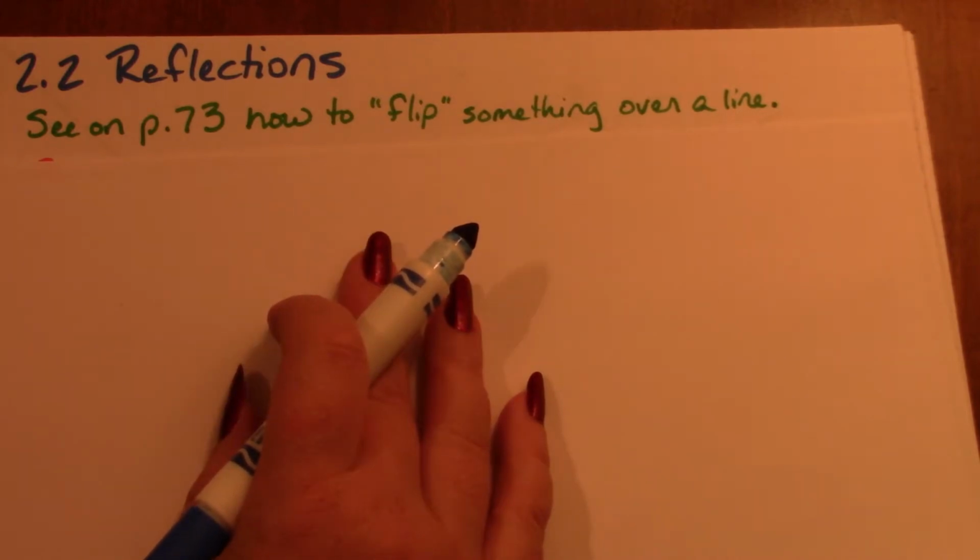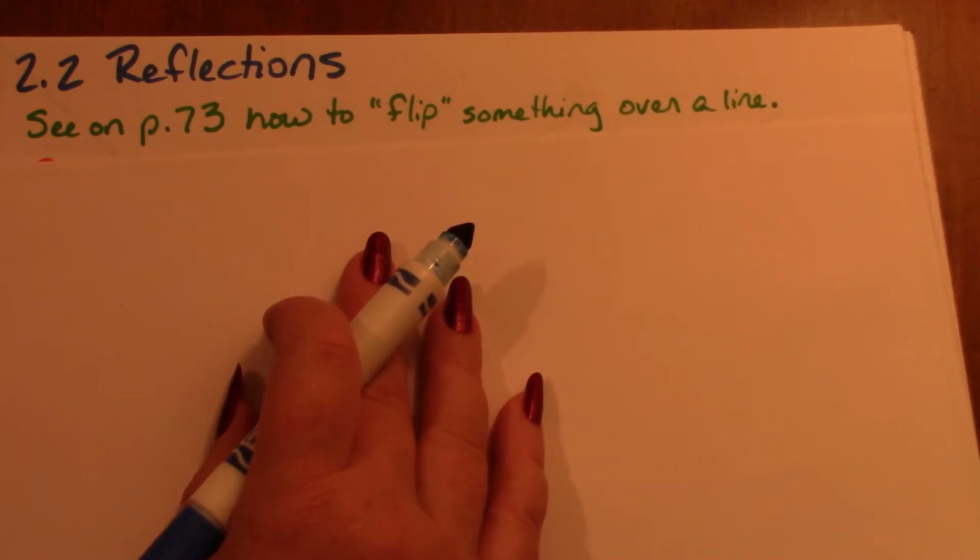First, we're going to start by looking at the Explore portion of this section. How to flip something over a line. The easiest way to do it is to fold your paper along the line and trace. And you can see how if there is a point on the line and you flip it, that point remains in the same spot on the line. Everything else remains the same distance from the line and it crosses over it exactly.